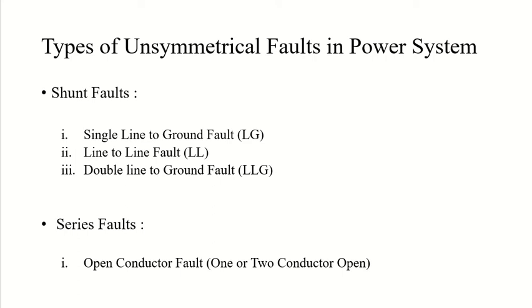First is single line to ground fault. Second is line to line fault, and third one is called double line to ground fault. All three faults are very common, and you must have heard about them somewhere. Series faults are only the open conductor faults, when one or two conductors are left open, and because of that your circuit will not be completed.